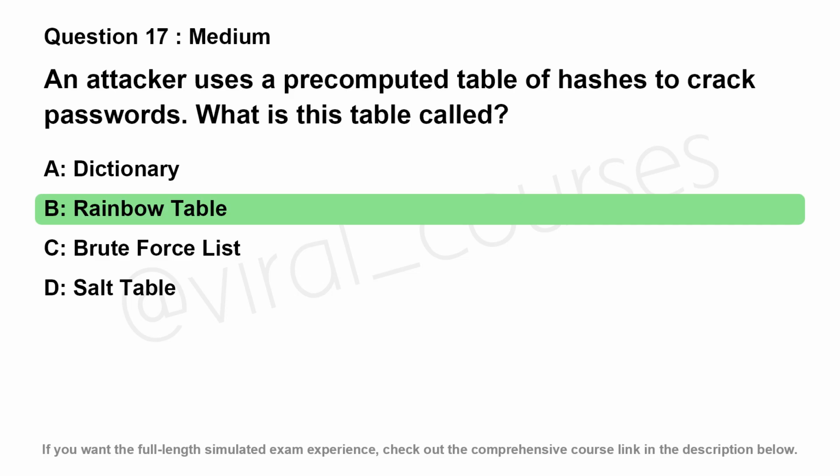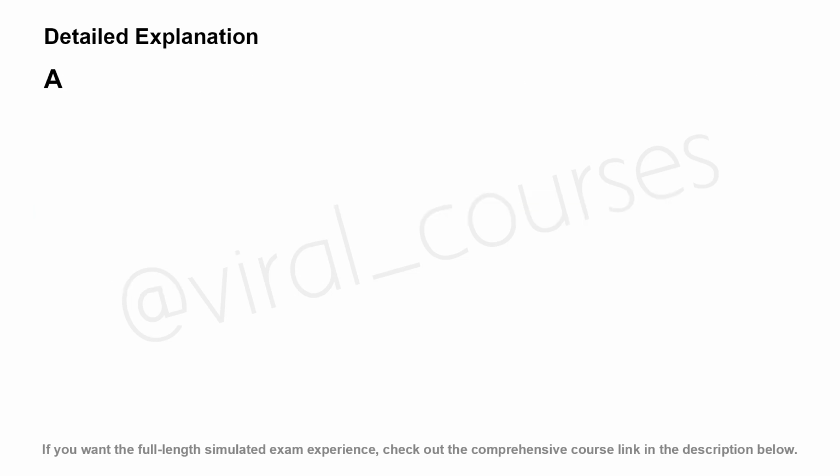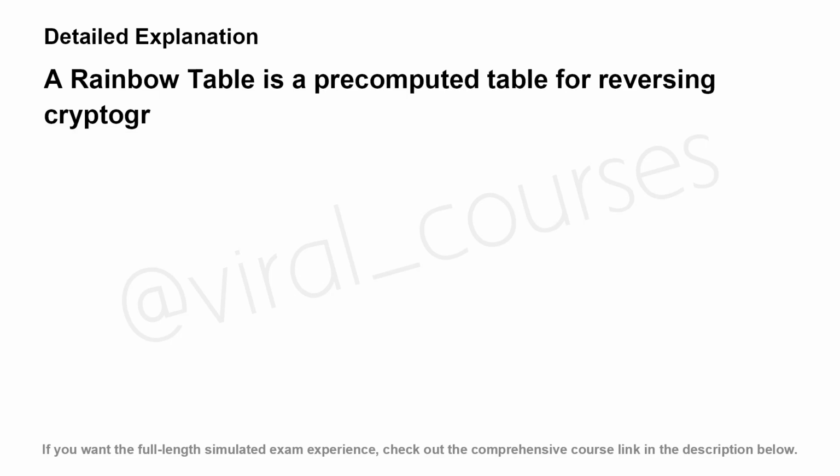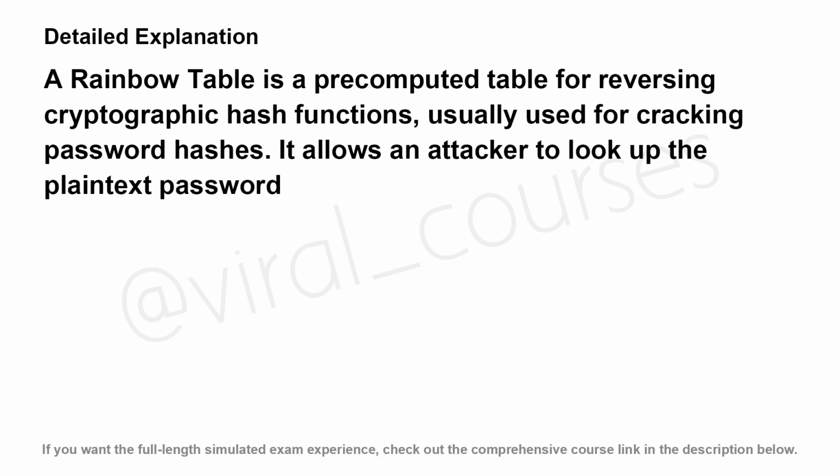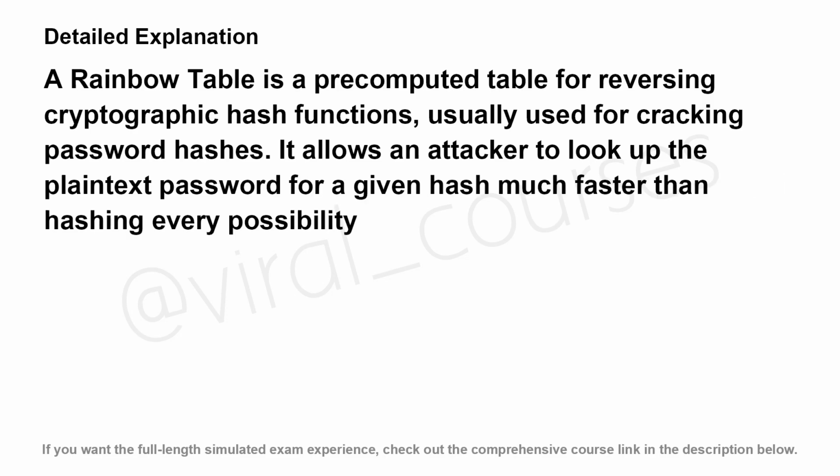The correct answer is B. A rainbow table is a pre-computed table for reversing cryptographic hash functions, usually used for cracking password hashes. It allows an attacker to look up the plaintext password for a given hash much faster than hashing every possibility.